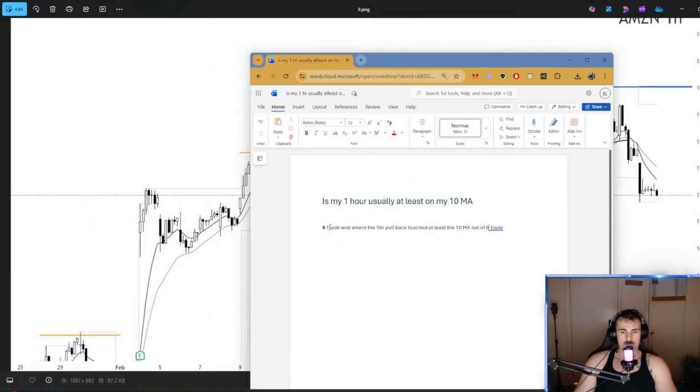So this says trades won where the 1 hour pullback touched at least the 10MA. I'm going to put touched slash came very close to. Oh my God, I can't type. It's hard to type with a mic in front of my mouth.